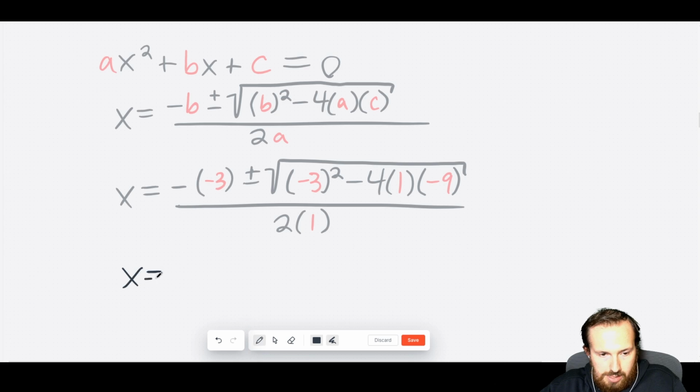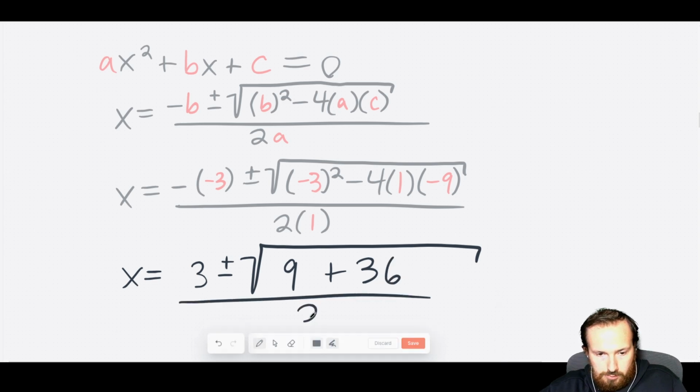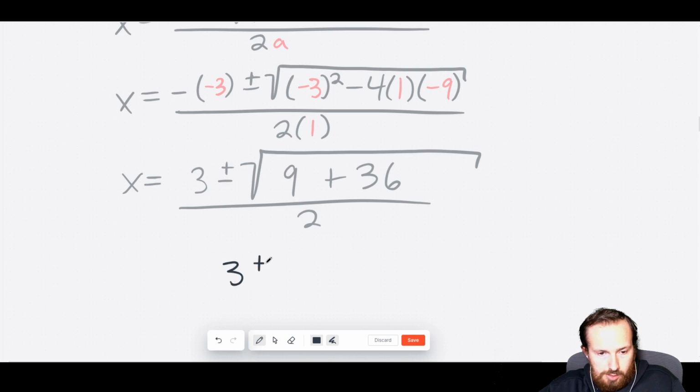So we get x equals positive 3 plus or minus the square root of 9, and then minus 4 times 9, that'll be 36. So that'll be plus 36. Yeah, plus 36. And then all over 2. Then we can simplify further. So what is 9 plus 36? Hopefully it makes sense that that is 45. So we'll get 3 plus or minus the square root of 45 all over 2.